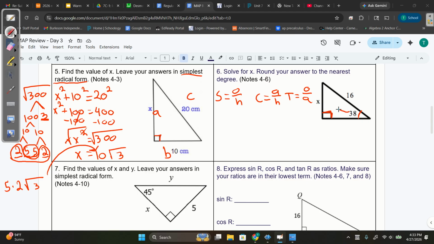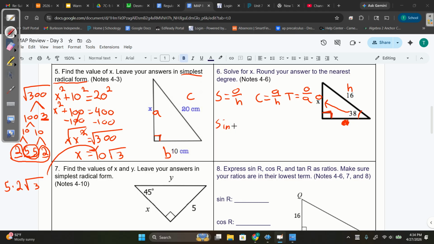If I can draw a line to the opposite side, then that's considered my opposite side. So this is opposite. Adjacent means next to. So the adjacent side is here. And the hypotenuse is always the longest side. So this would be the hypotenuse here. In this example, I don't have anything for the adjacent side, so I'm not going to take that into consideration. Instead, I have opposite and hypotenuse, which means I'm going to be dealing with sine.